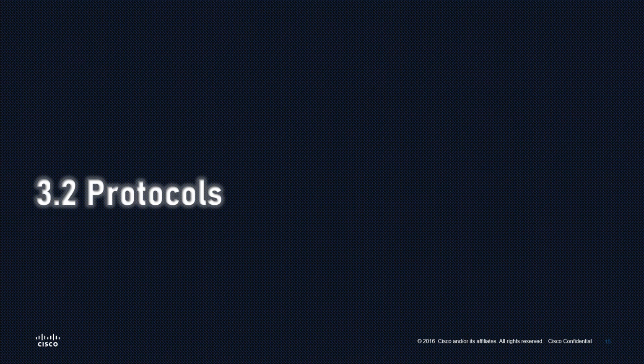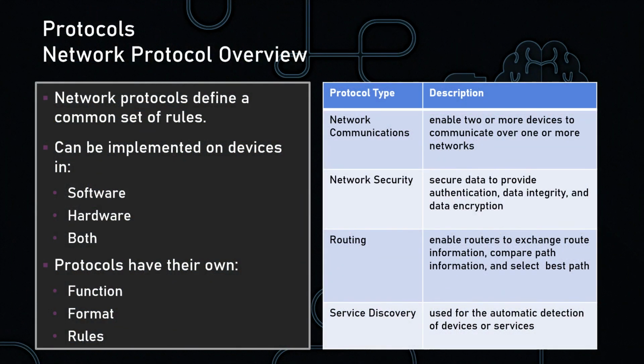So now we can take a look at protocols, 3.2. Protocols can be implemented on devices in hardware, software, or both. Protocols have three primary characteristics: function, format, and rules. So network communications protocols will enable two or more devices to speak over one or more networks. Security protocols deal with authentication, integrity, and encryption, also known as the CIA triad: confidentiality, integrity, and availability.